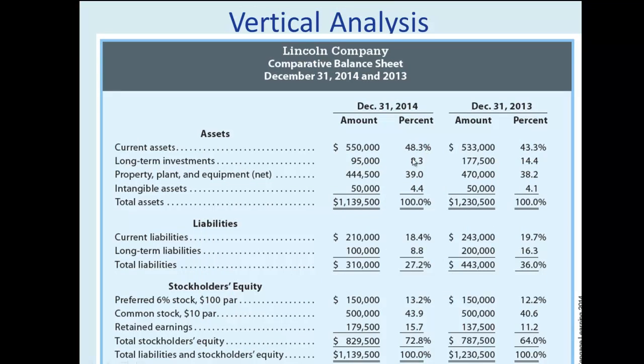Once again, all these added together give us the 100%. And then we have all of our liabilities, and if we add the 18.4 plus the 8.8 plus the 13.2 plus the 43.9 plus the 15.7, we're going to get our total liabilities and stockholders' equity.